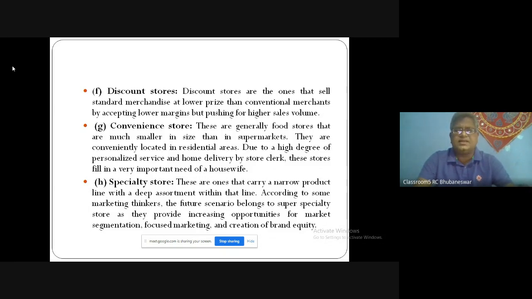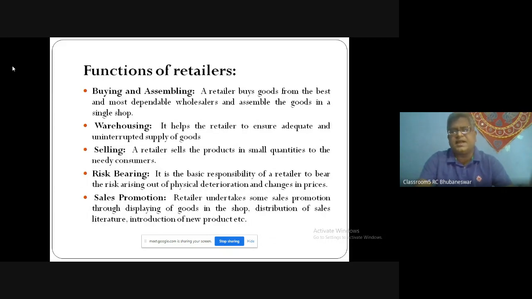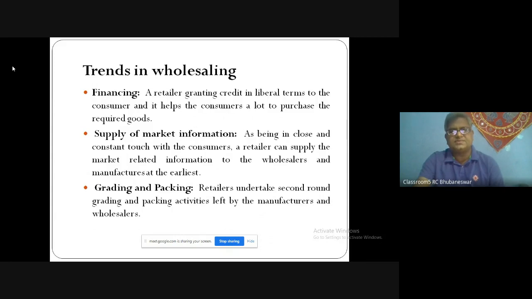A specialist store is there. If you look at Reliance, they have Reliance Jewelry. Reliance Jewelry is a specialist store which can find opportunity in a different market segment and create brand equity also. Brand equity means the valuation of your brand, some positive note. But there are different functions of retailers. What are these functions? Buying, assembling, selling, risk bearing, sales promotion, and these are some of the issues undertaken in retail.